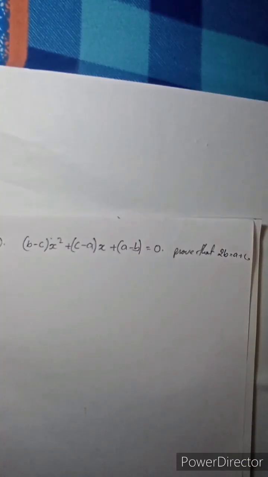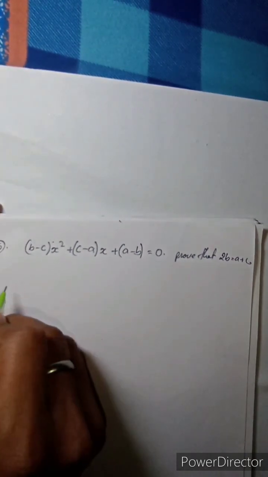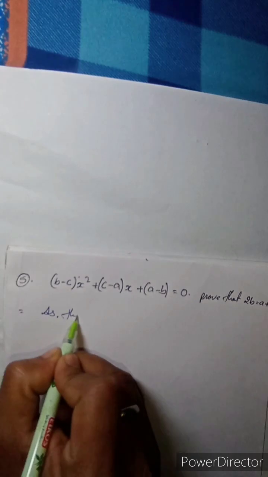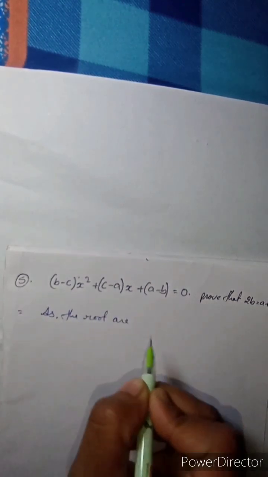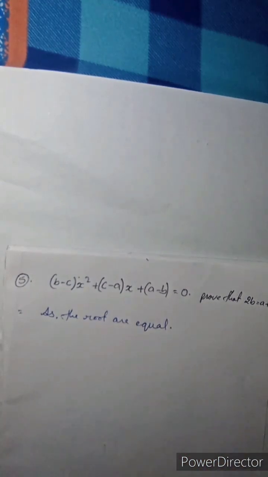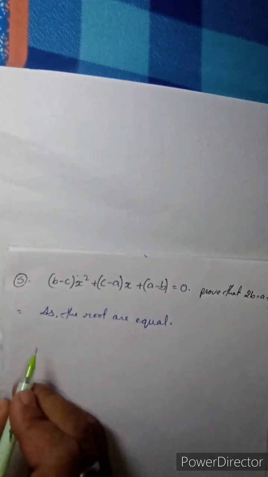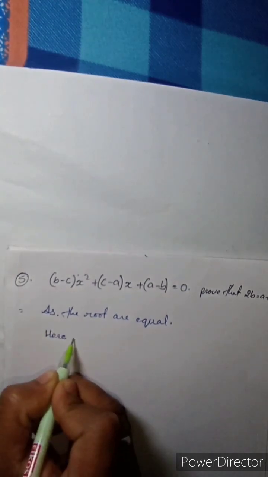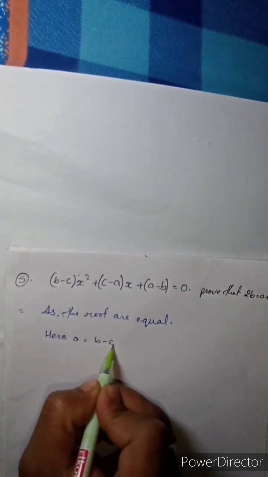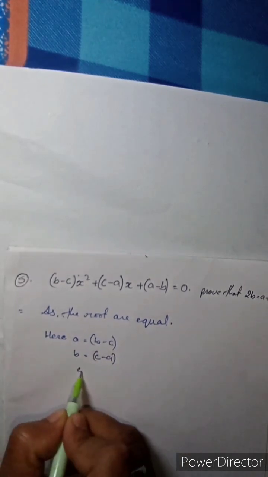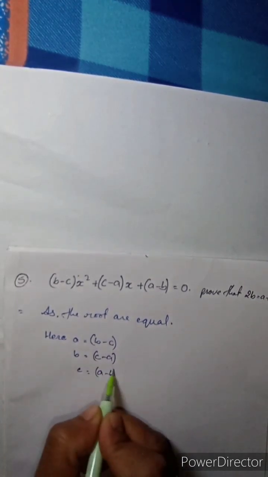As we know, the roots are equal, as the question says. So what do we apply? We apply the discriminant. So we write here a is equal to b minus c, as you know, and b is equal to c minus a, and c is equal to a minus b. With the help of this, we have to solve this.